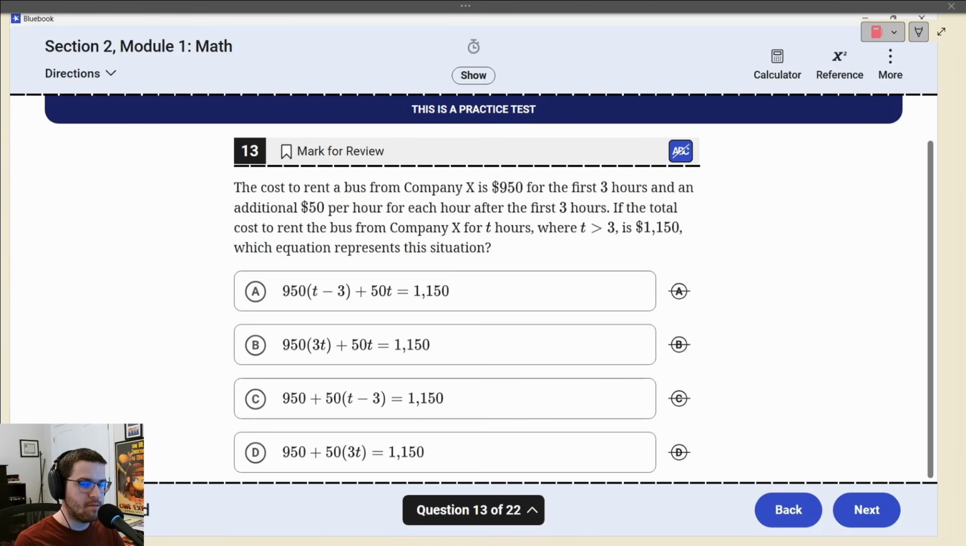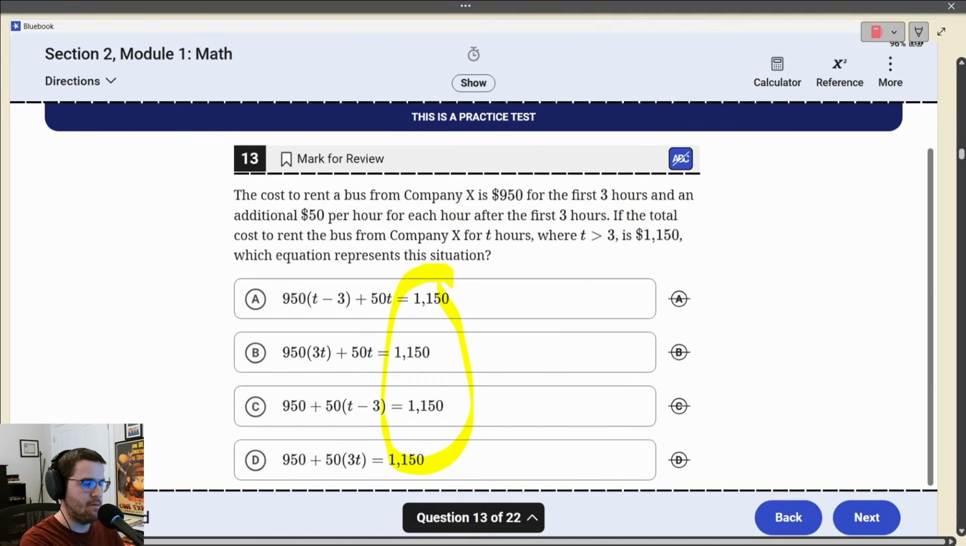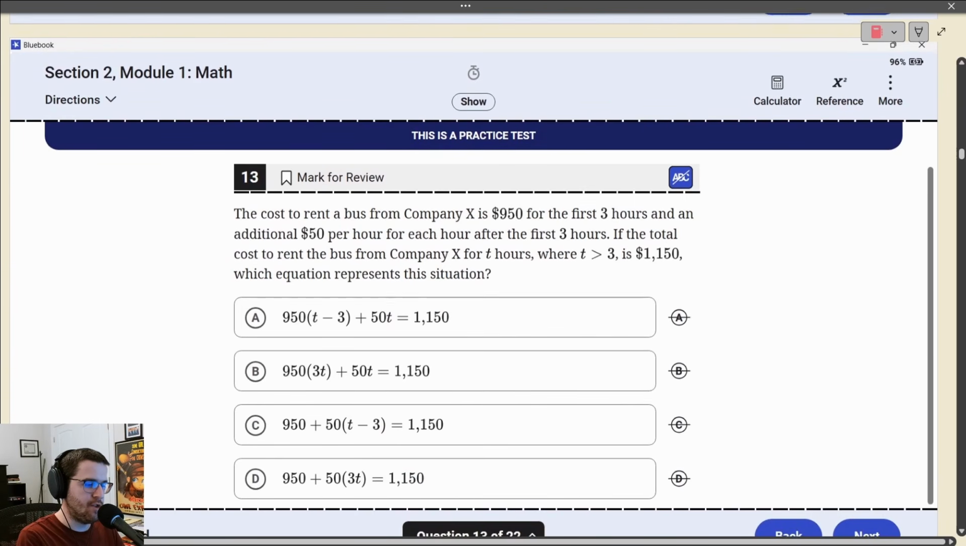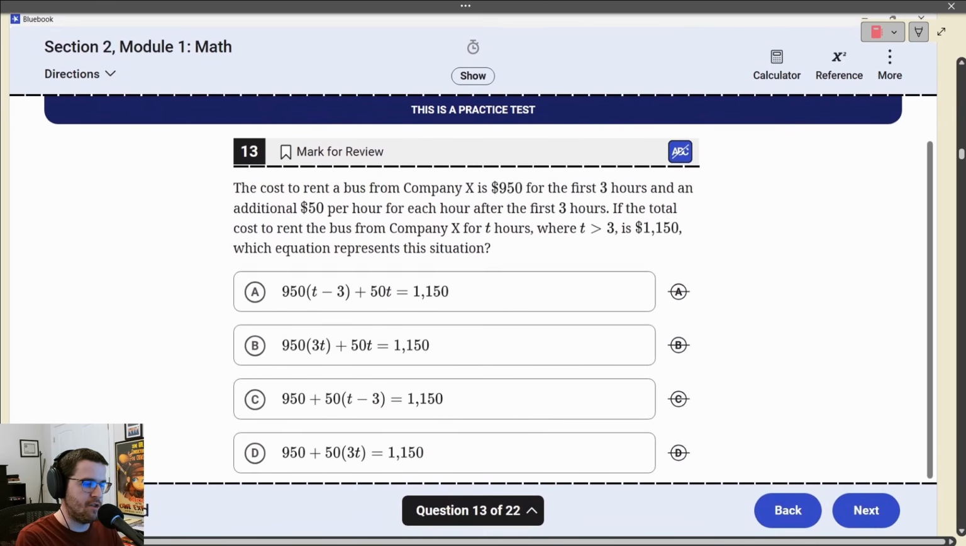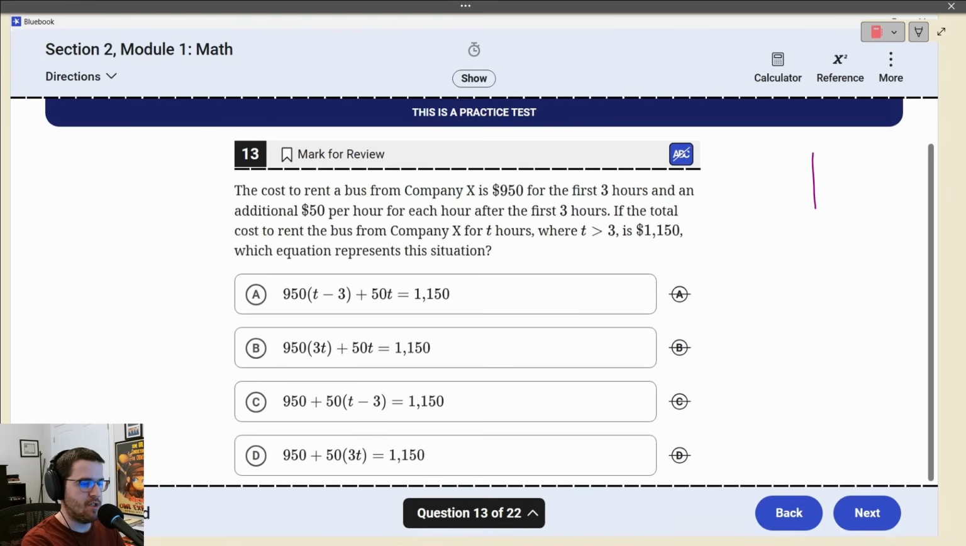Okay, question 13. All of these choices have 1,150 in it, so why don't we just ignore that and look at the left side, and treat the left side as an equation of a line problem. I feel like that would go pretty good. It seems like the x in this problem is the t, and the thing they're measuring is the cost. So why don't we call that c?